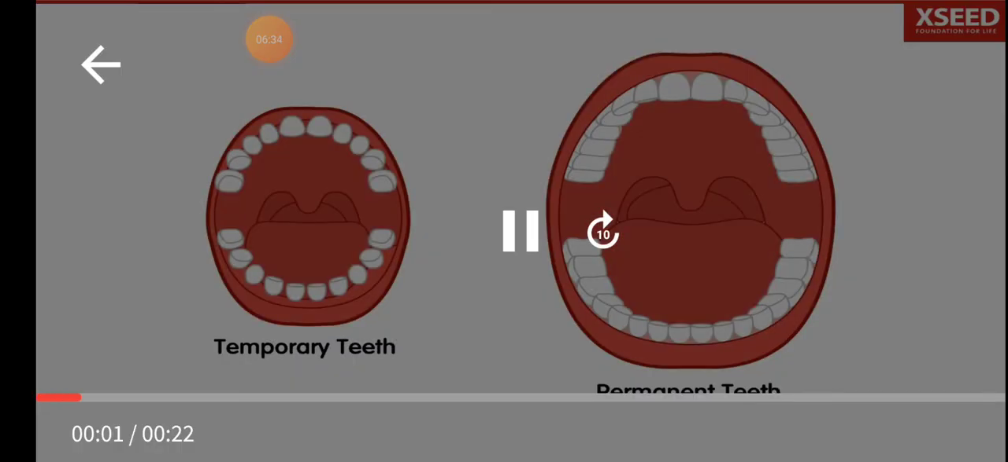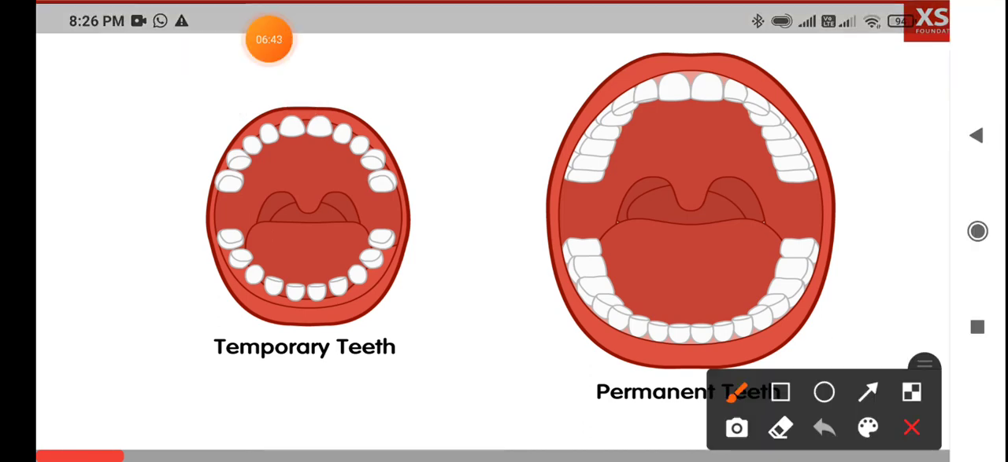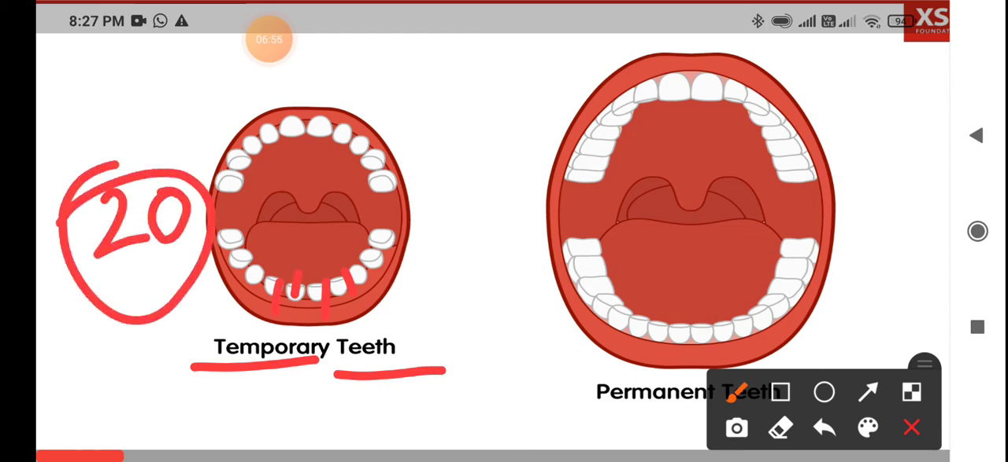Understood the difference between a temporary set of teeth? A child below the age of 6 years will have the temporary set of teeth, and they are small in number. They also have gaps in between them. They are 20 in number. Okay, and after 6 years the child gets the new set of teeth when these temporary teeth fall out.